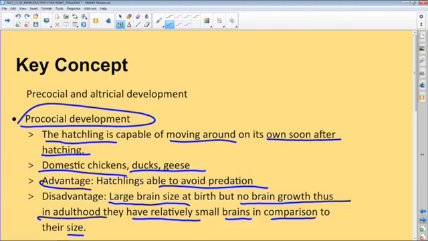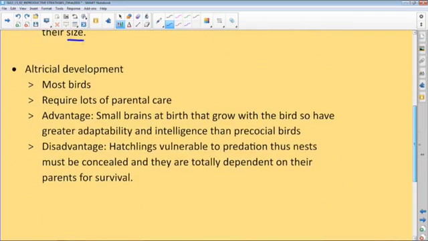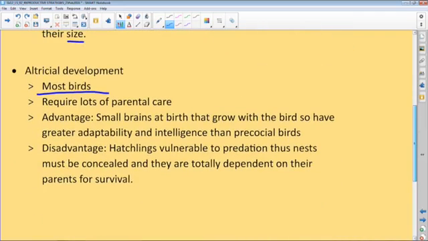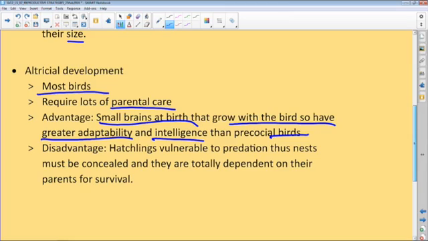Not a good thing. The next one, of course, is the one where most birds are, so they stay in a nest. They require lots of parental care. The advantage is a small brain at birth that grows with the bird, so they have greater adaptability and intelligence than those, you know which birds I'm talking about. For some reason I can't say them today. Those birds, the ones that can move immediately. And the disadvantage, hatchlings are vulnerable to predators. The nest must be concealed, and they're totally dependent on their parents for survival.